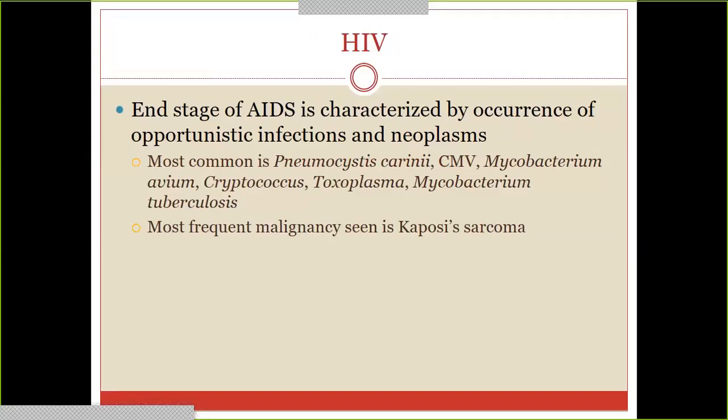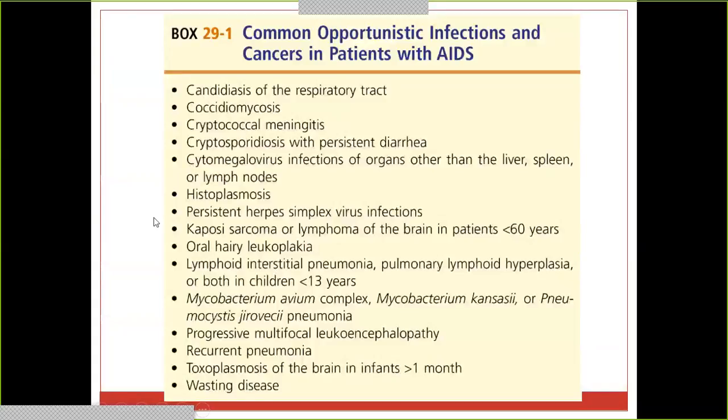There are a lot of different organisms, fungi, and parasites that are well known to cause problems in HIV patients since they're so immunosuppressed. Here they're listed again: Pneumocystis jirovecii, cytomegalovirus, Mycobacterium avium, Cryptococcus neoformans, Toxoplasma, tuberculosis, Kaposi sarcoma, and the list just goes on and on. But these are some big ones that are known to cause infections. So here's a bigger list for you, if you will, just informational.